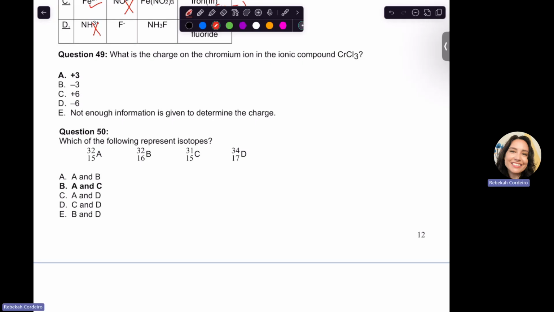What's the charge on the chromium ion here? So if the Cl is -1, the chromium is what? We have 3 Cl. So -3 has to balance out 1 times what? And then we know our X must be 3. So it's 3 positive because we have to cancel out with a negative.